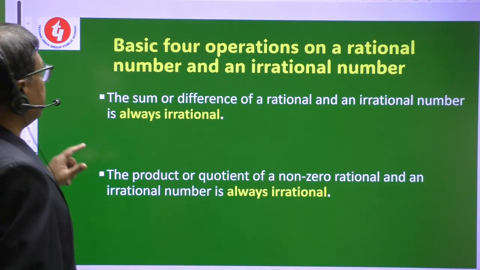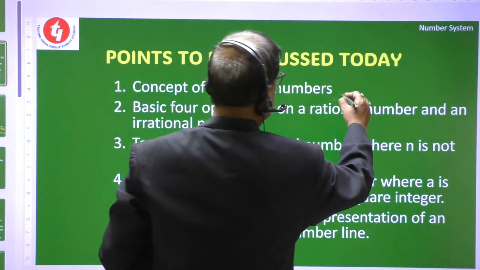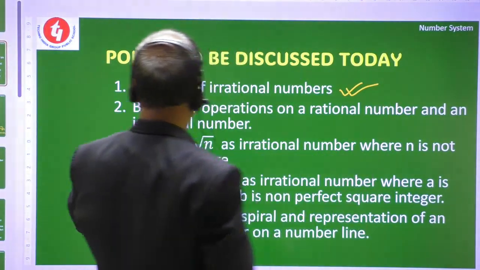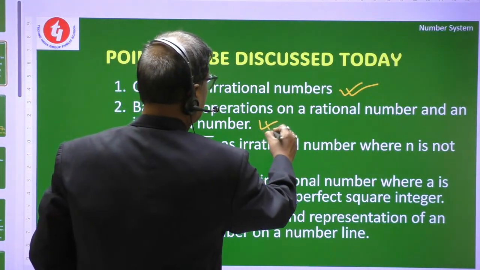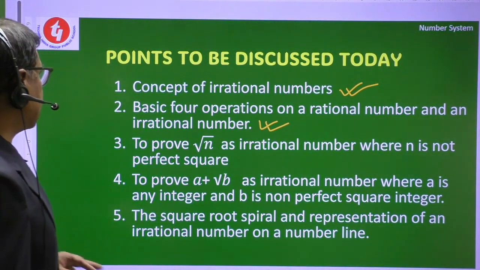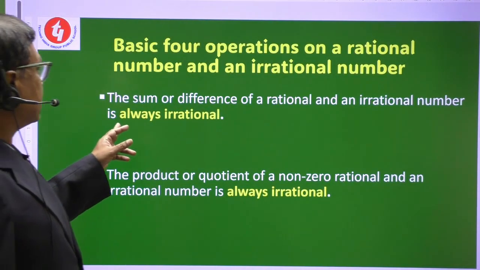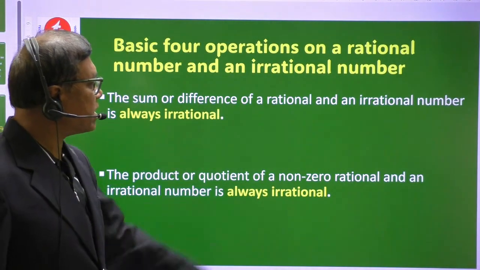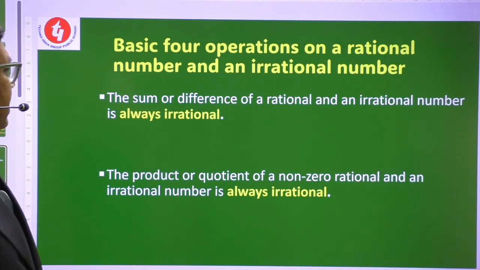So first point, concept of irrational numbers, completed. Now I am going to discuss the second point, basic 4 operations on a rational number and irrational number. What are these? The sum or difference of a rational number and an irrational number is always irrational.